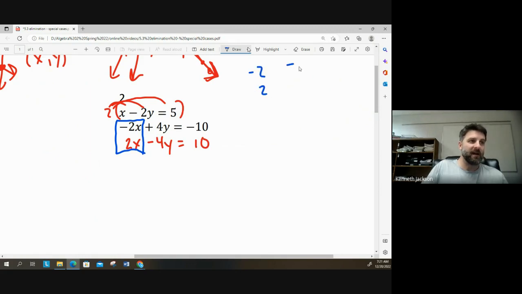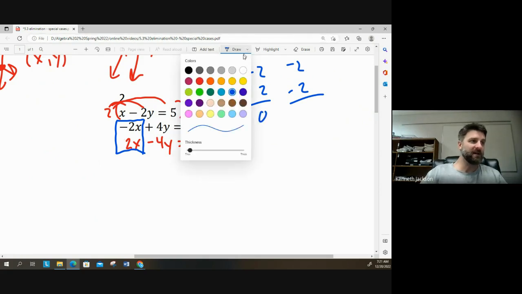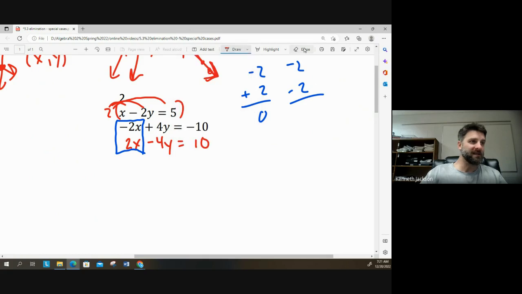So what I'm doing in my head is I'm asking myself, do I need to add these two or subtract these two? Which one would go to 0? Well, negative 2 plus 2 is 0, which means in my equation, what I have to do is add these two equations together, because that's what makes x eliminate.